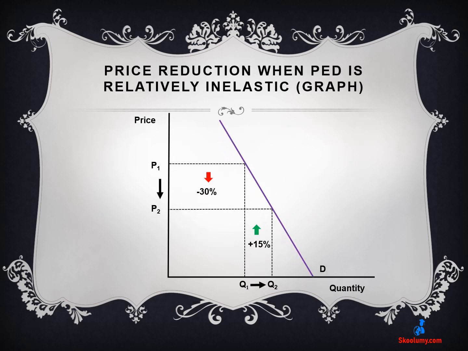A reduction in the price of a product with relatively inelastic demand is shown graphically. The price fall is bigger than the quantity increase, resulting in a decrease in total revenue.